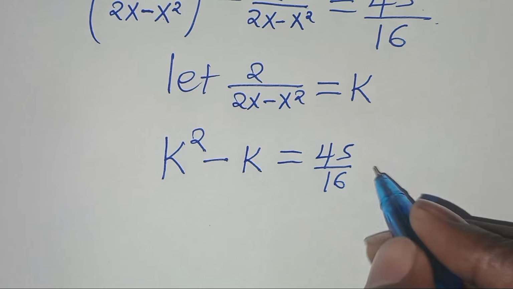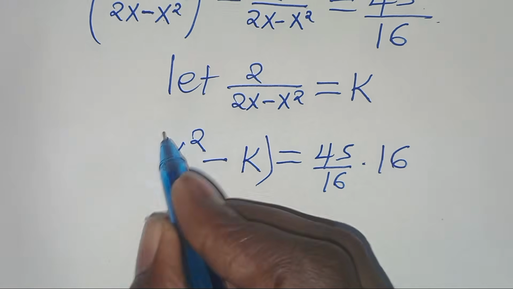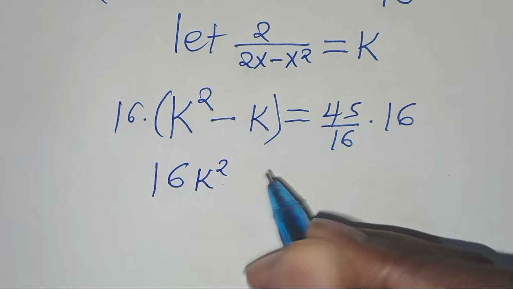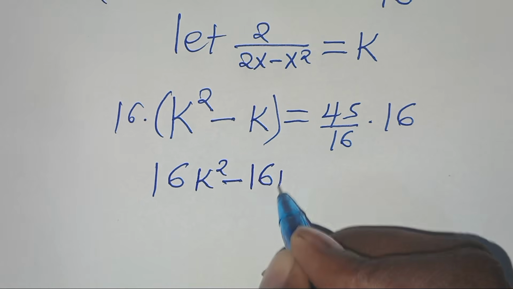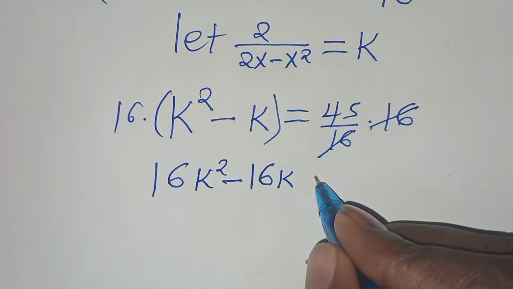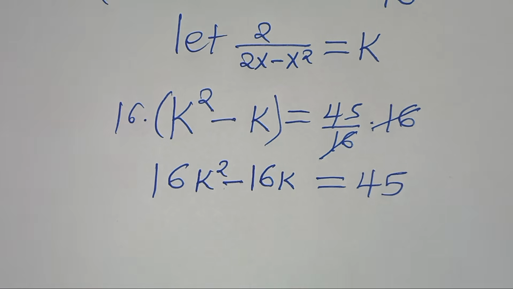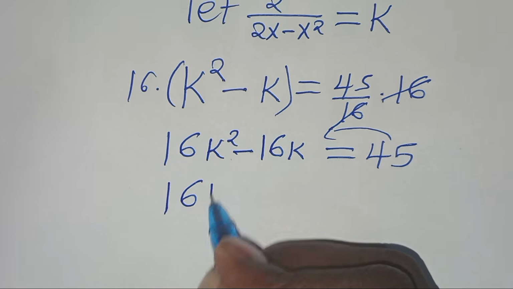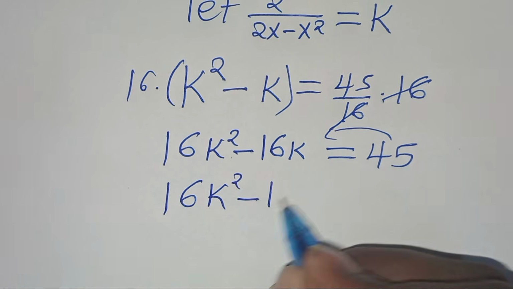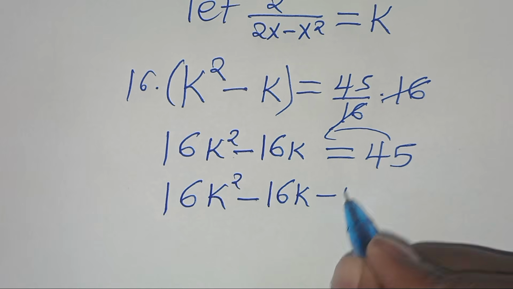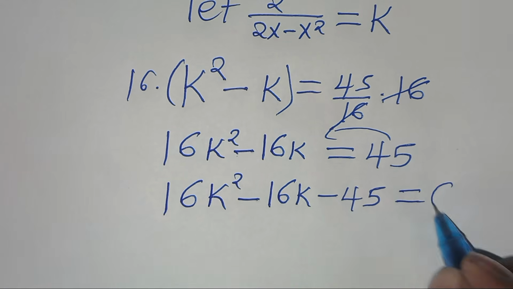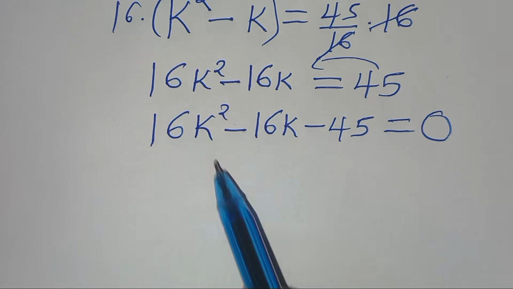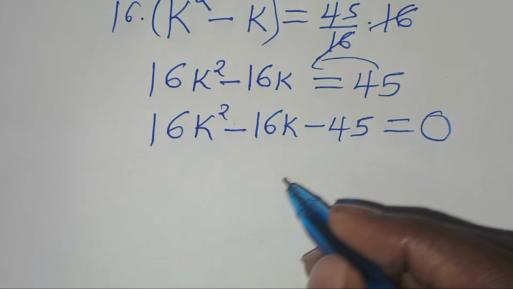The next step is to multiply on both sides by 16, so that we have 16k to the power of 2, subtract 16k. Now 16 and 16 simplify, so this is equal to 45. Let's take 45 to the left hand side, so that we have 16k to the power of 2 minus 16k minus 45 equal to 0. Now here we have a quadratic equation. We can solve this quadratic equation by the factorization method.